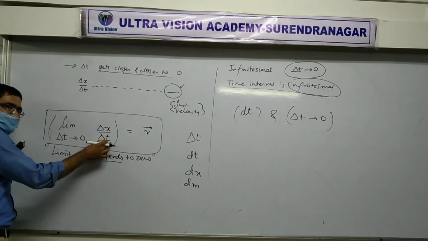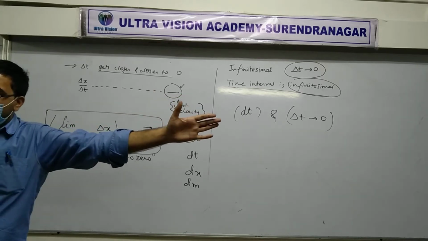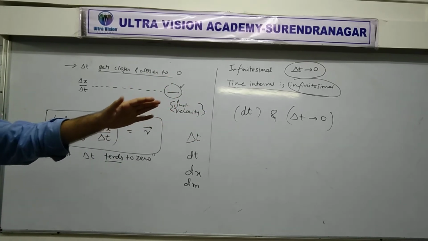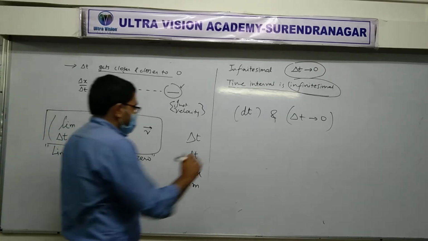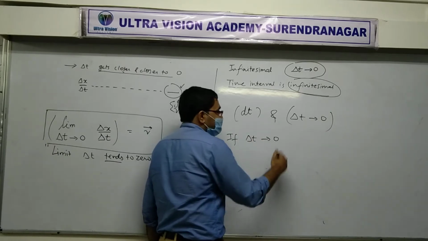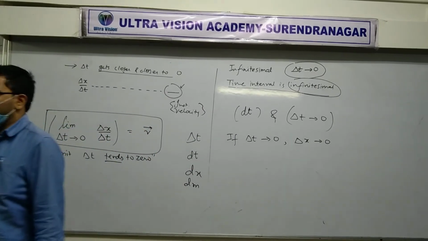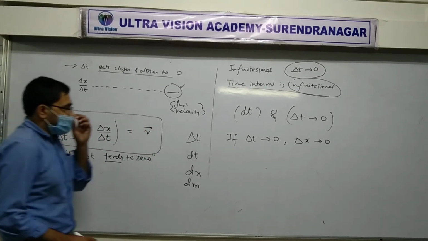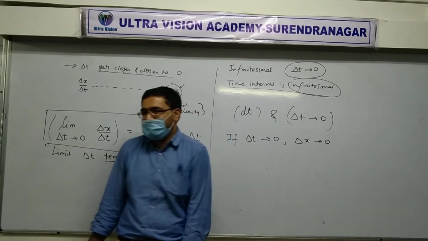obviously this denominator is infinitesimal, but think about it: in a very short time, how much can an object move? It can move very little, obviously. Correct or not? So basically I am saying that if delta t tends to 0, then delta x should also approach 0. Make sense? If the time interval is as small as possible, then displacement is also going to be very small.